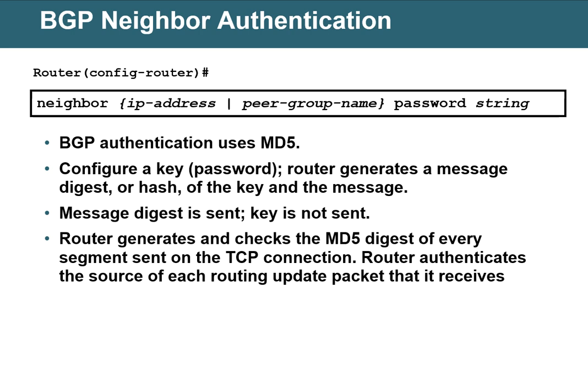Ask a question if I didn't answer it. All right. So this is for the routing protocols to accept or reject the BGP-related TCP packets that are coming in. Is that clear, everyone?